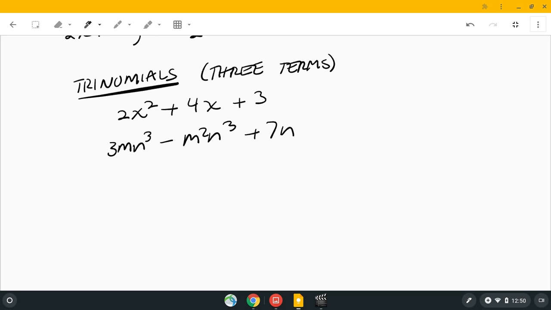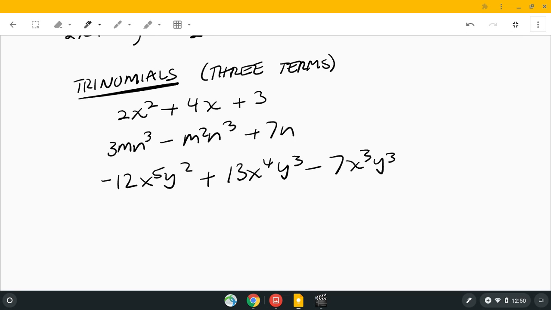Even this one, negative 12 x to the fifth y squared plus 13 x to the fourth y cubed minus 7 x cubed y cubed. This is also a trinomial. As we see, negative 12 x to the fifth y squared is one term. This is the second term, 13 x to the fourth y cubed. And this is your third term, negative 7 x cubed y cubed.